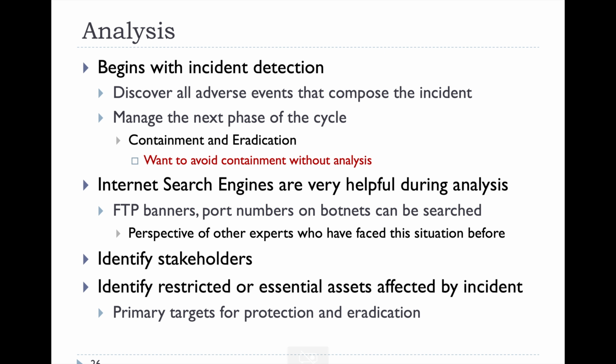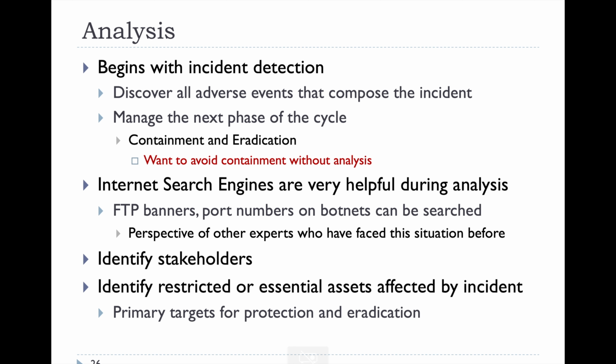So now that we detected that we have an incident, we should analyze this incident. And it begins with the incident detection. When we discover any adverse event that composes the incident, we have to manage the second step afterwards, which is the containment and eradication. And usually we want to avoid containment without analysis.